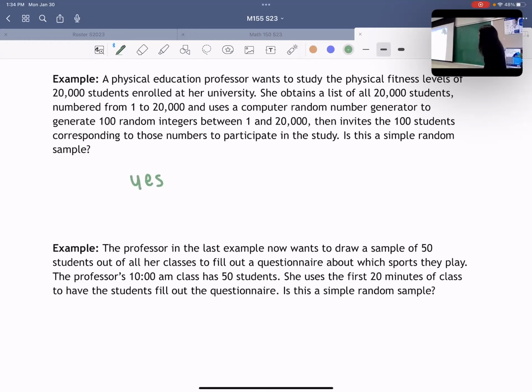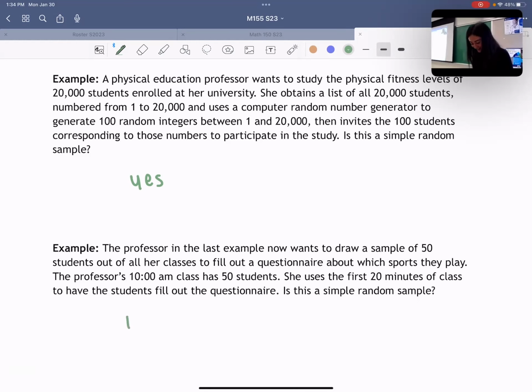This one's going to be a little bit easier. The professor in the last example now wants to draw a sample of 50 students out of all her classes to do this questionnaire. So instead of doing the random number generator stuff, she says, my 10 a.m. class is 50 students, I'll just use the first 20 minutes of my class to have them fill out the questionnaire. Who thinks this is a simple random sample? Who doesn't think this is a simple random sample? Yeah, most of you raised your hand.